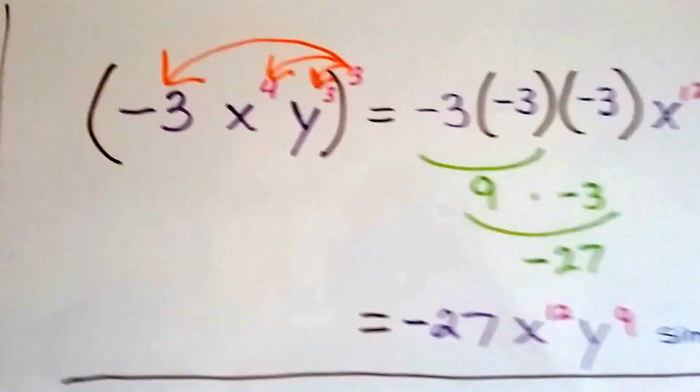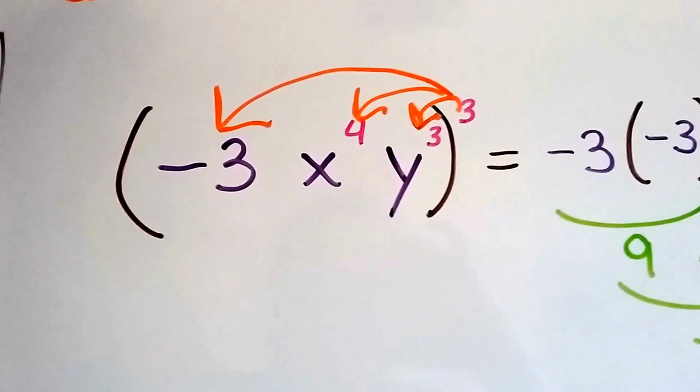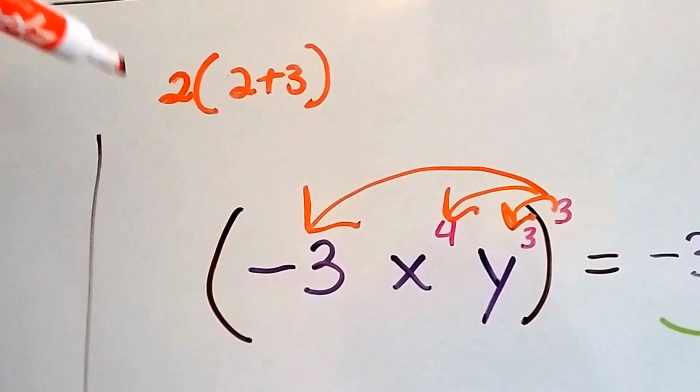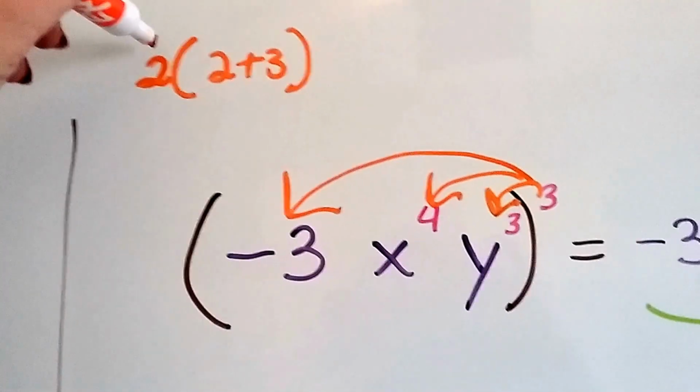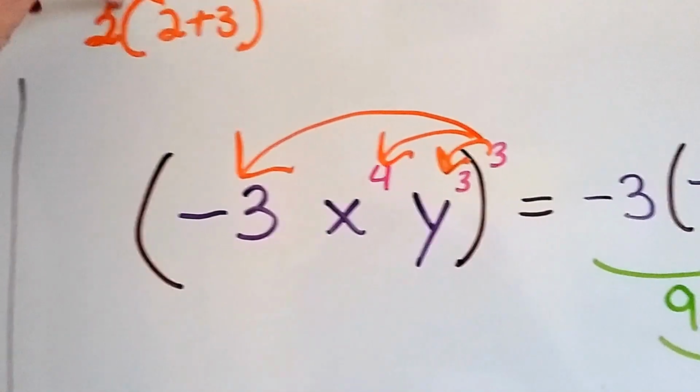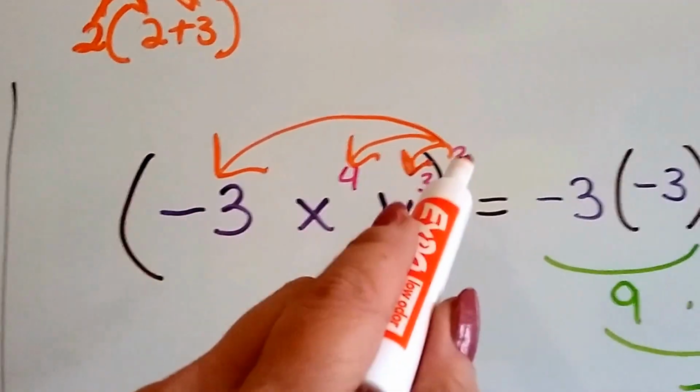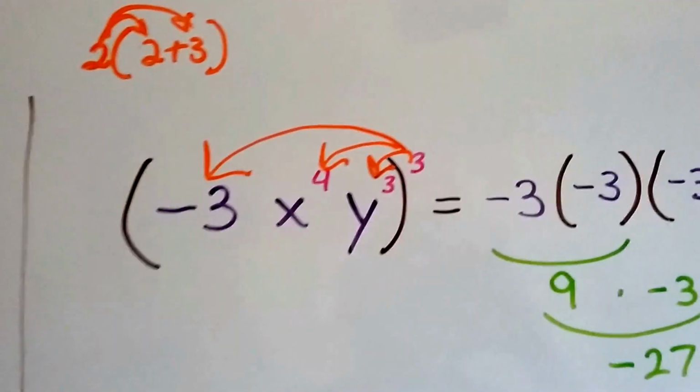Just like when we had the distributive property before, this 2 got distributed to each one, right? Because it was on the outside of the parentheses. So this is the same thing. This is on the outside of the parentheses, just distribute it to each one.